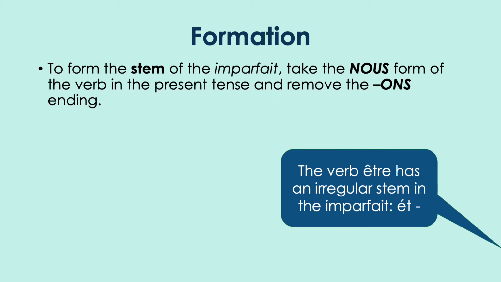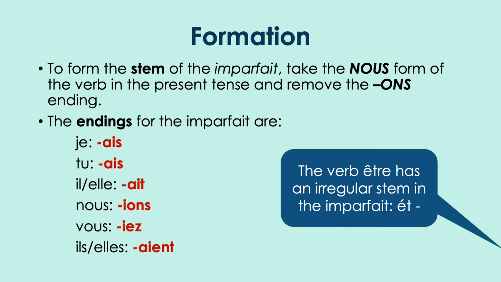Now these are going to vary according to the subject of the sentence, that is, the person performing the action of the verb. So, for the first person singular, je, you add the ending ais. For the second person singular, or the informal version, tu, you are going to add ais. For the third person singular, you will add ait, il, elle.